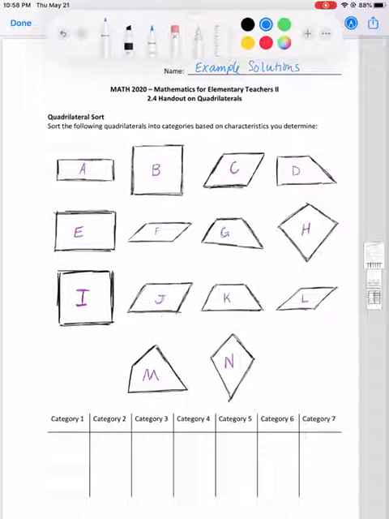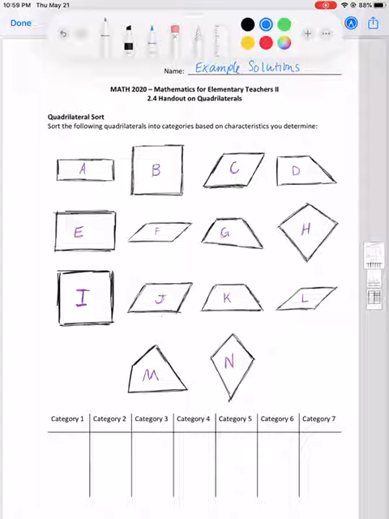Okay, class, welcome to the handout for section 2.4 on quadrilaterals. A quadrilateral is a shape that has four sides. So quadri means four, and lateral means side. So we're going to take a look at some example quadrilaterals.